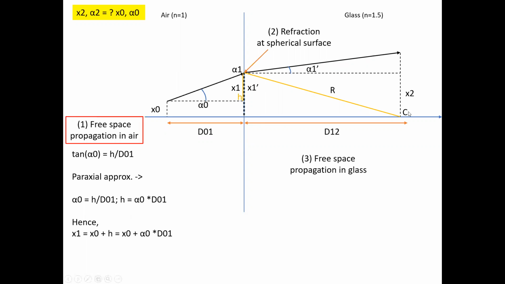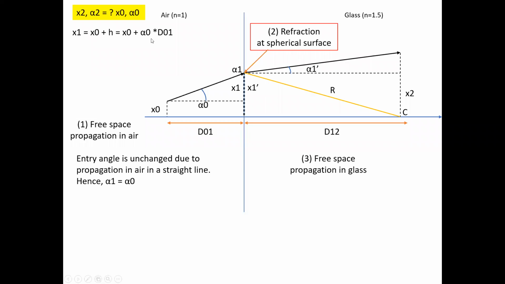Again, the goal is to find a relationship between the output side and the input side. So what is the height x1? x1 is basically x0 plus h. So x0 plus h, where h was alpha naught times d01 that we derived here. So x1 equals x0 plus alpha naught d01. Just looking at free space propagation in air separately, this is the relationship between the output, which is x1, and the input, which is x0. So I have put that equation over here.